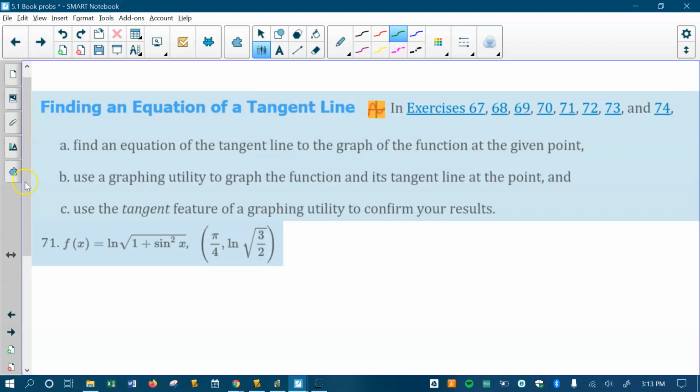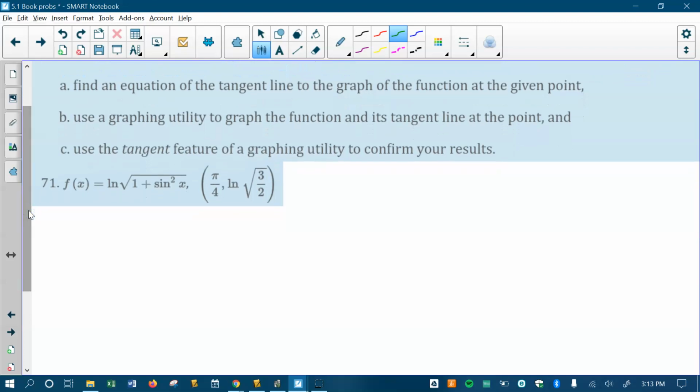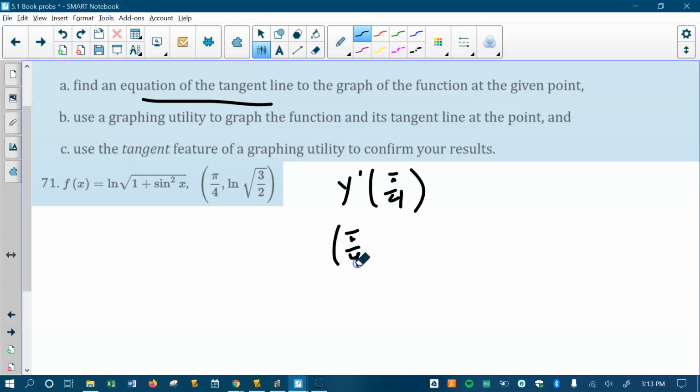Let's do number 71. Kind of a little bit of a nuisance on this one, but the question asks us to find an equation of the tangent line, so we need y prime of pi over 4. And we also need a point, and they gave us a point, which was very nice of them. Root 3 over 2. Okay, let's do the derivative.